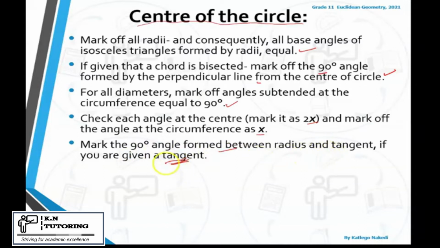Okay, so this one mainly we'll look at when we look at the category of tangents. But I just want you to pause for a second, make notes of these tips or bullets, and then you'll see how I apply them when solving problems. Okay, so let's jump over to examples.